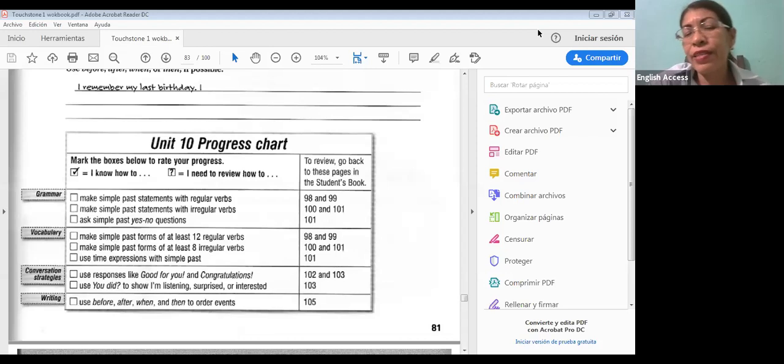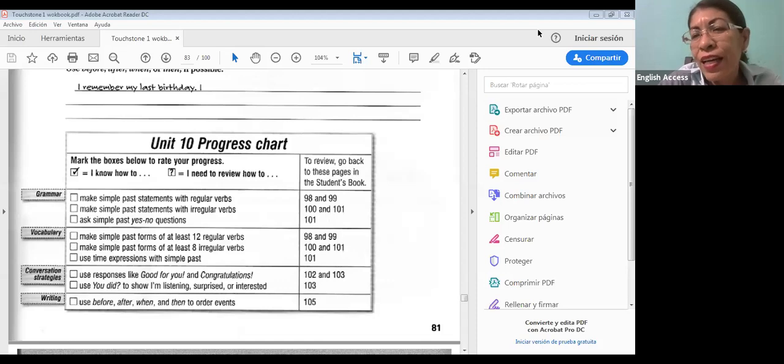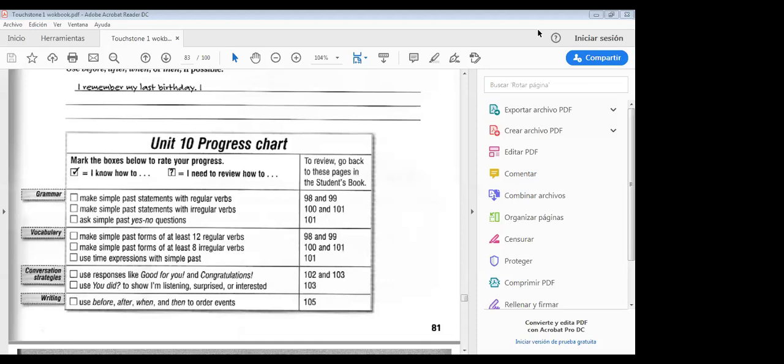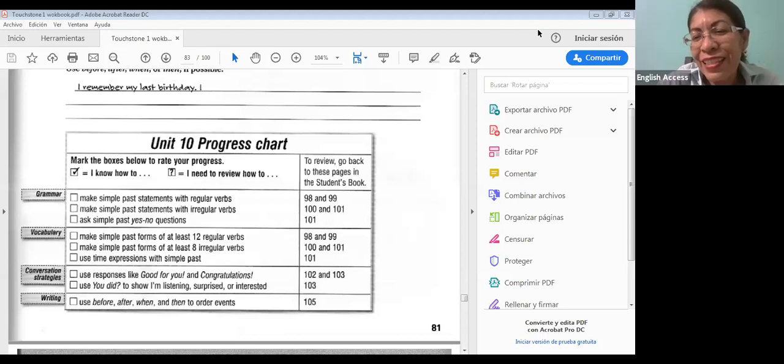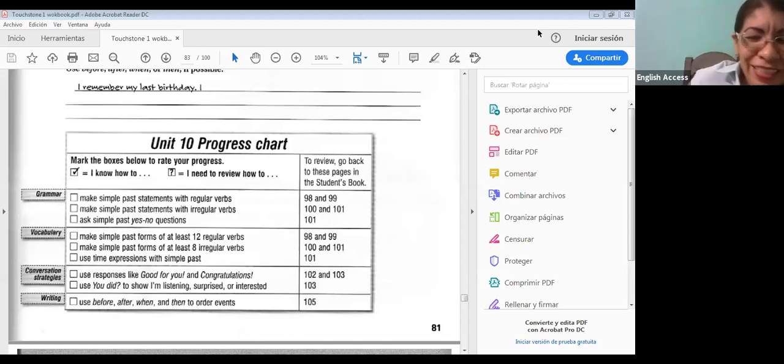Okay, make simple past forms of at least 8 irregular verbs. Can you tell me some verbs that you remember in simple past irregular? Just try to participate. Ate, did, wrote. Okay. Spoke. Went. Ran. Read. Made. Had. Yeah, excellent.